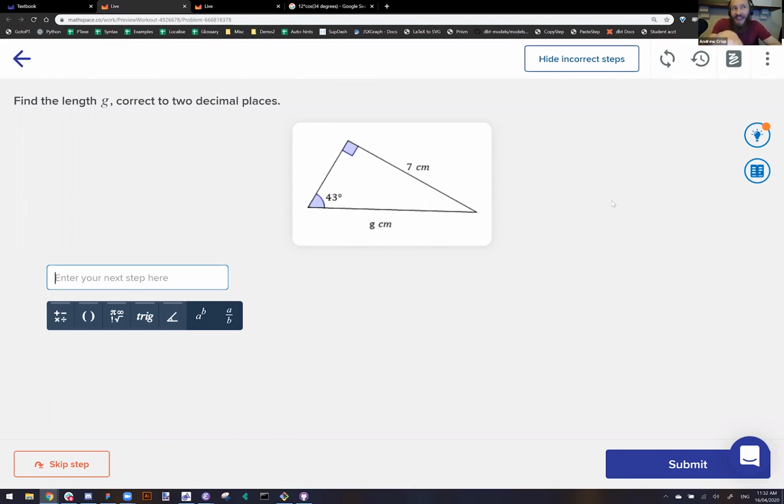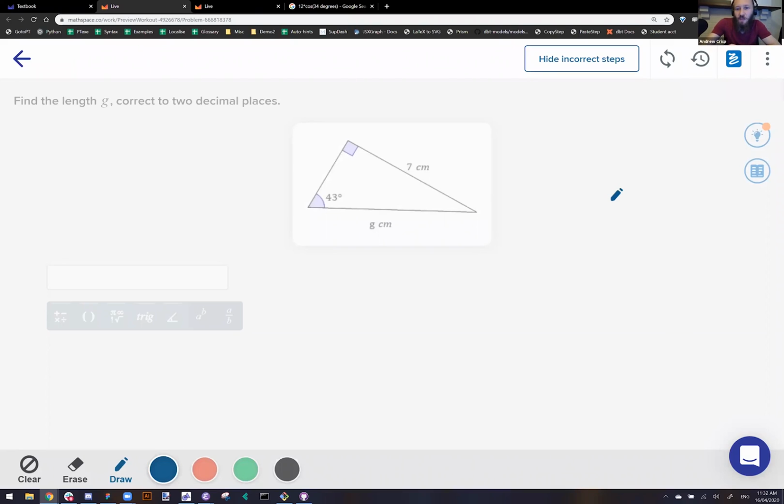Well, this time the angle that we care about, the theta angle, is in the right spot. It's down in the bottom left here. But this right angle is all the way up in space. And we always want our triangle to look like this, where we've got a right angle, and then the angle that we care about is down here in the corner, 43 degrees. So if that's 43 degrees, then which one is G and which one is 7?